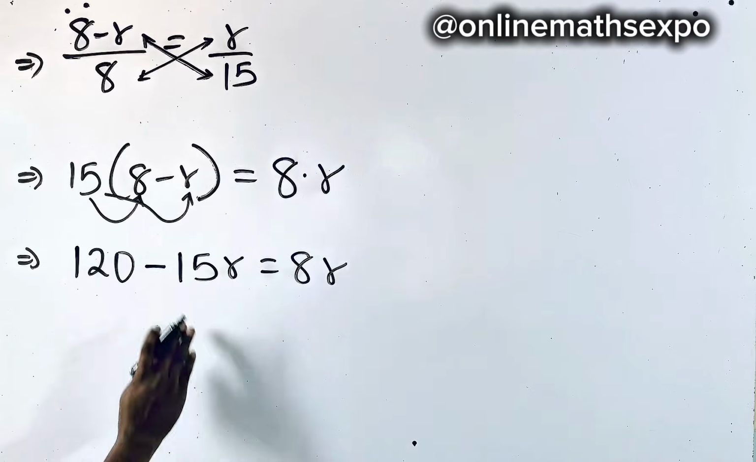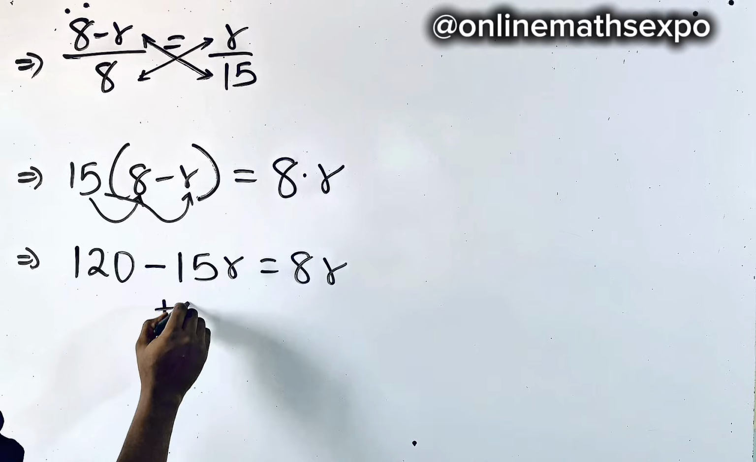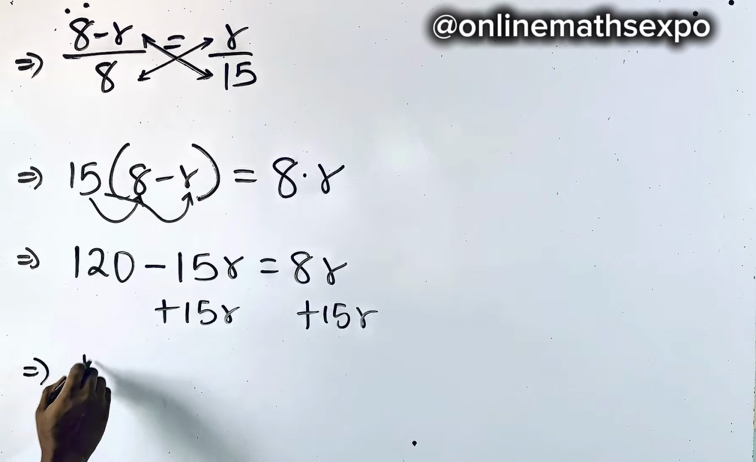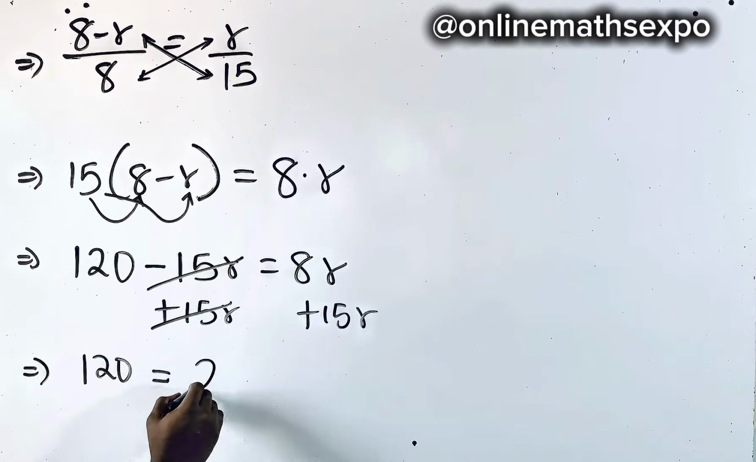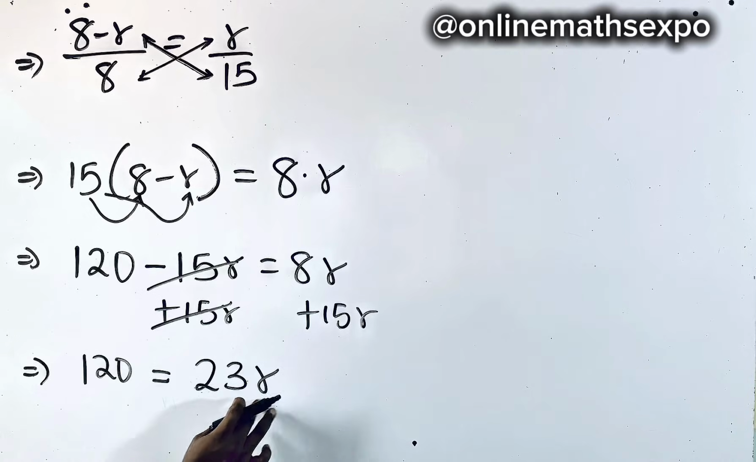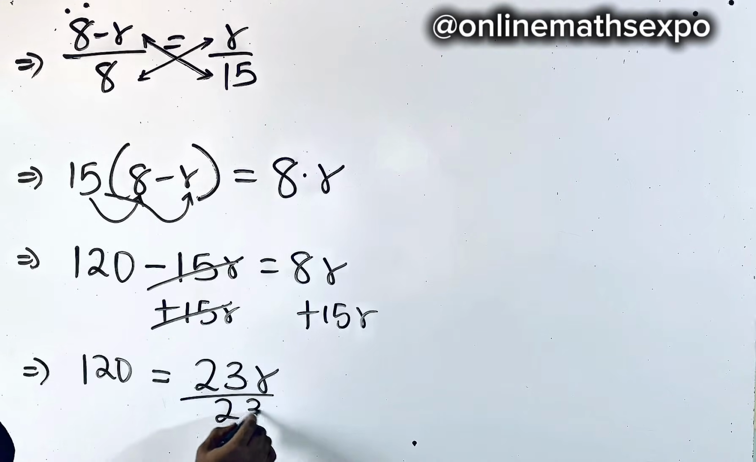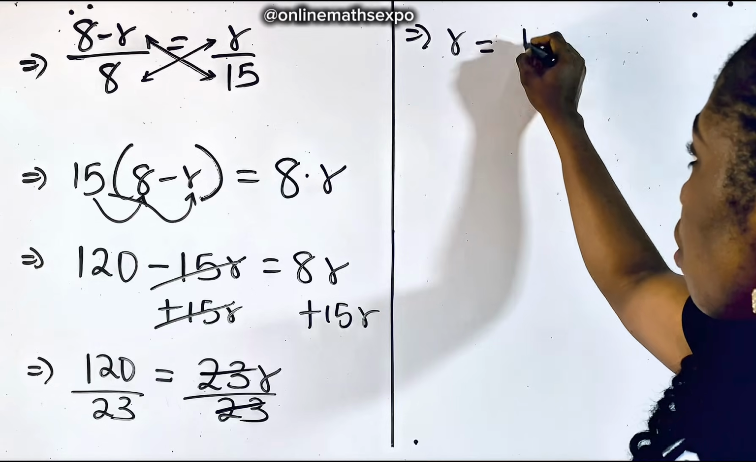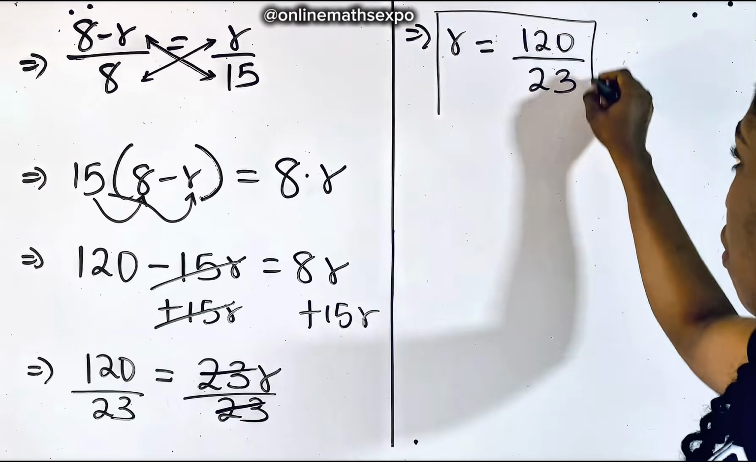So what do you do next? Let's collect like terms. Take this to the right side. It's negative, so we add 15R to both sides. And when you do that, the 120 will cancel out. If you add this up, it gives you 23R. So to get R, remove this 23. To do that, you divide by the coefficient. And when you do that, this takes off this. We now have R is 120 divided by 23. So this is our radius.